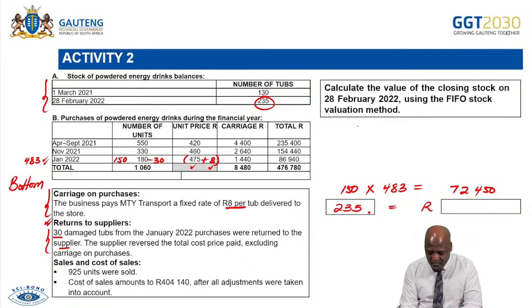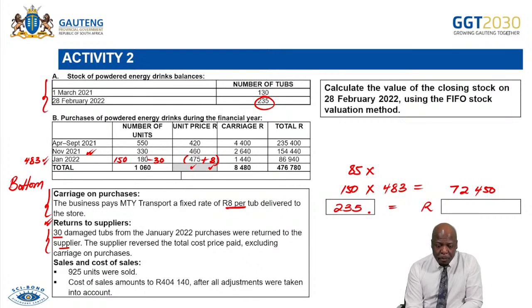So you come here and you get your 85 over here. Those 85, they are now going to be from which month? November. Look in the month above, November. So in November, can I get 85? Yes, I can get 85.